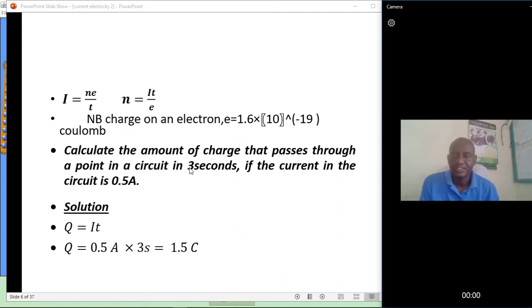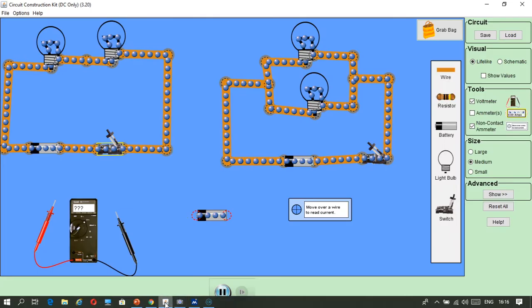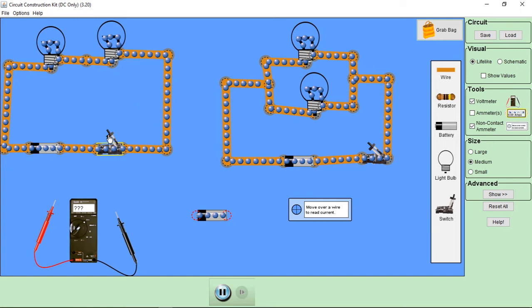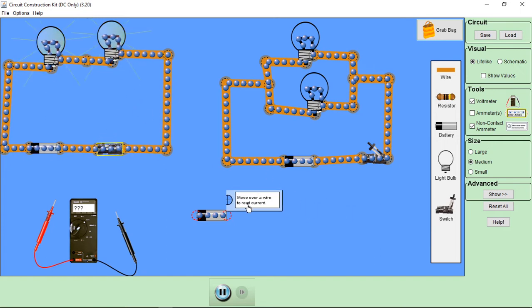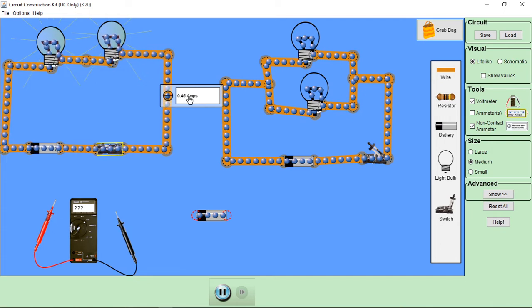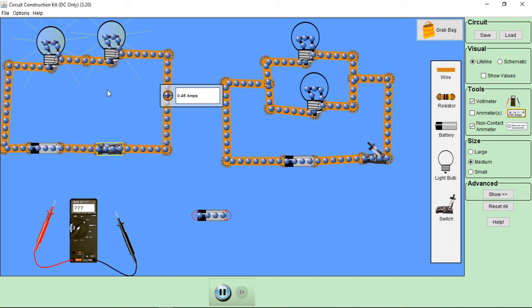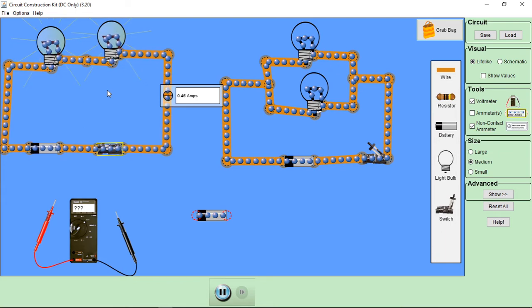time. If we say we had 3 seconds, or 1 second, let me show you here. Or we say in 1 minute, let me first of all measure the current so that you can know. The current here is 0.45 amperes. So with 0.45 amperes, if we want to know the charge, Q is always equal to IT. 1 minute is 60 seconds.